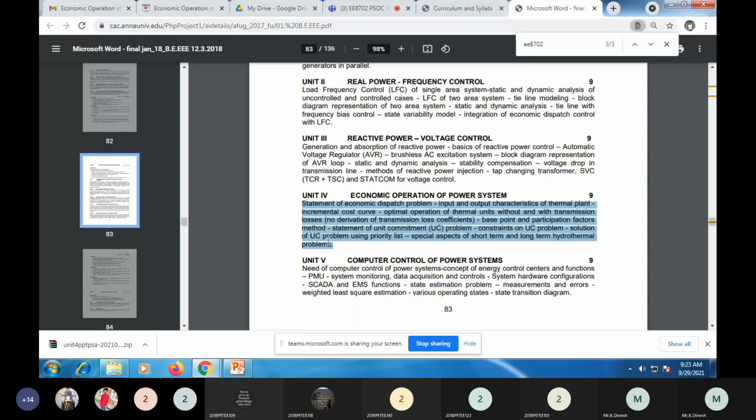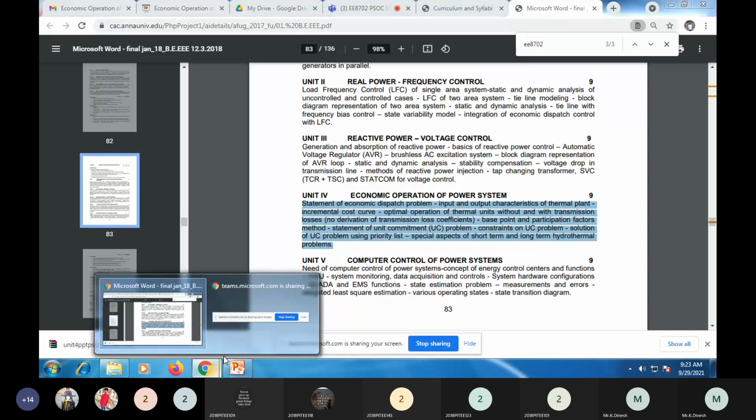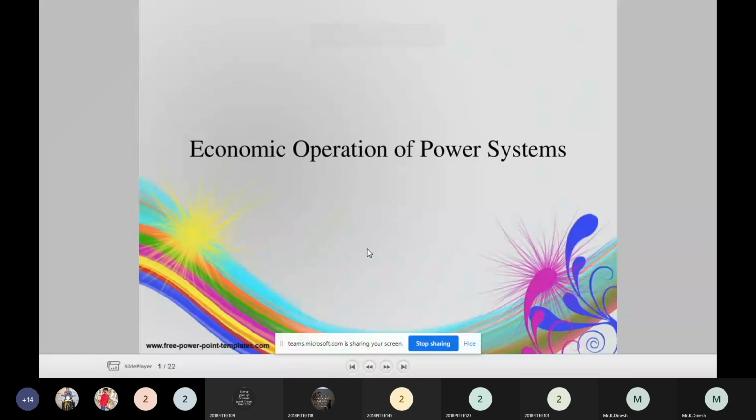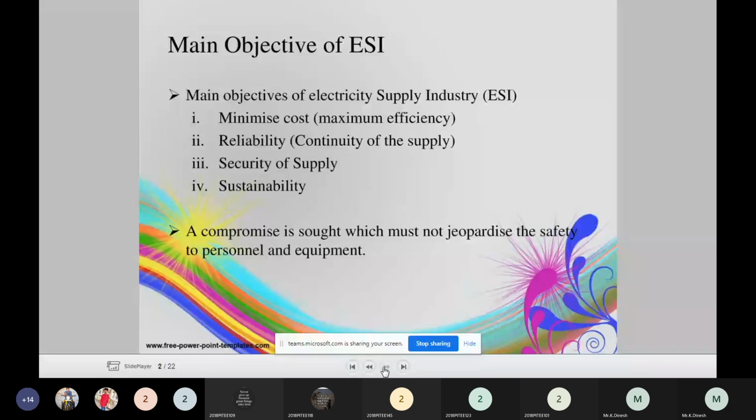Some fundamentals I'm going to introduce to you. What is meant by economic operation of power system? What are the main objectives of the electrical supply industry? People call it ESI, electric supply industry. Both the public sector as well as the private sector are involved in it. The main motive or objective is to minimize cost and maximize efficiency. With a minimal amount of cost, extracting maximum efficiency. That is most important in your economic operation.